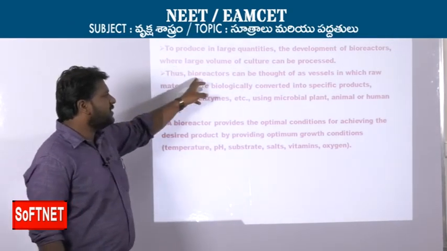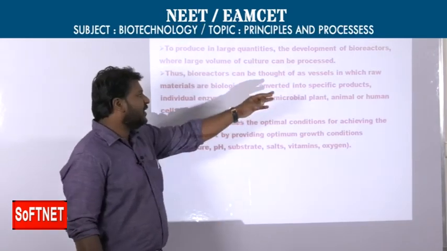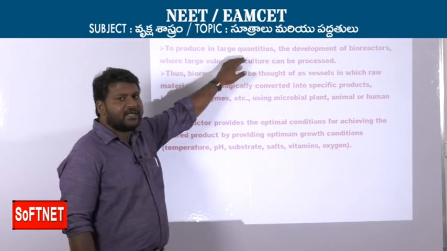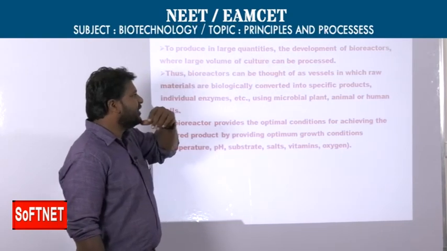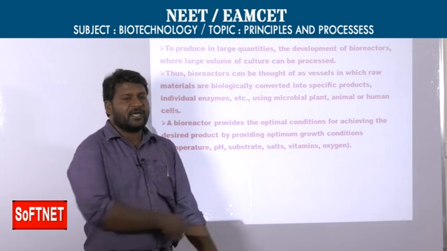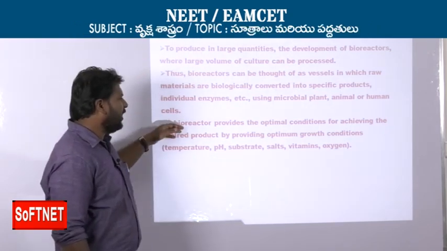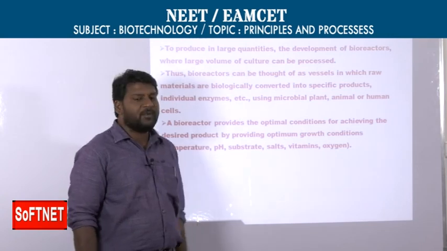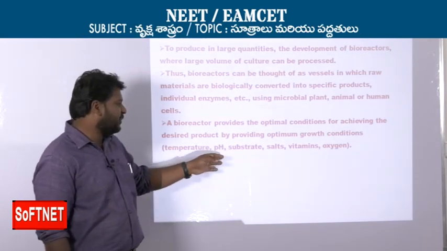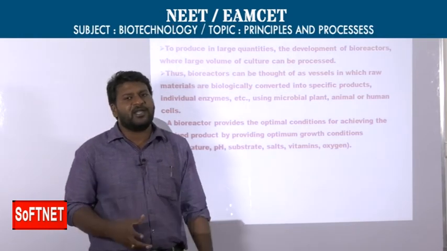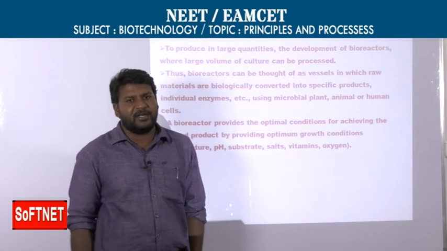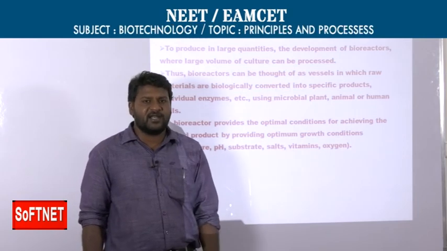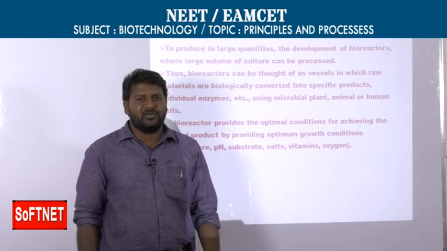A bioreactor can be thought of as a vessel in which raw material is biologically converted into specific products. These are big reactors, in the form of vessels, in which a large volume of culture can be grown. A bioreactor provides the optimal conditions for achieving the desired product by providing optimal growth conditions, which are temperature, substrate, pH, salts and vitamins. So, a bioreactor can be called a controlled environment in the form of a vessel which provides all the necessary conditions for a cell to be cultured, or multiplied.